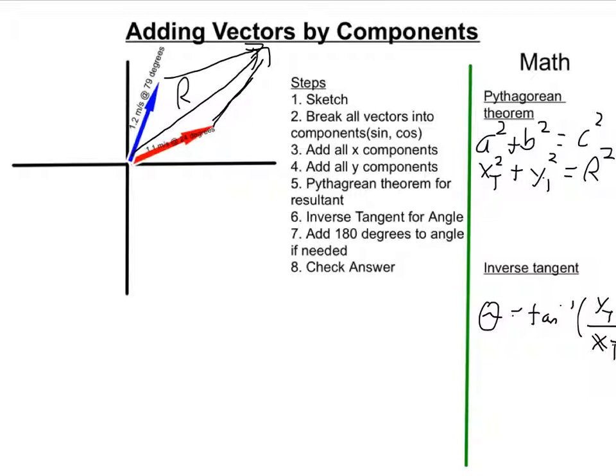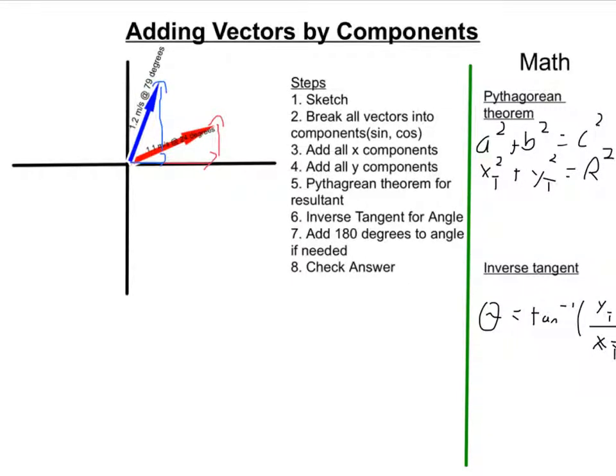So let me talk about the idea behind this. Here's the thought process. If we break everybody into its individual components, right, so there's those two components, and then here's the components of the blue. If we break everybody into their individual components, then I can set up one big tail to tip triangle, adding all the x's, adding all the y's. So here's what I mean by that.